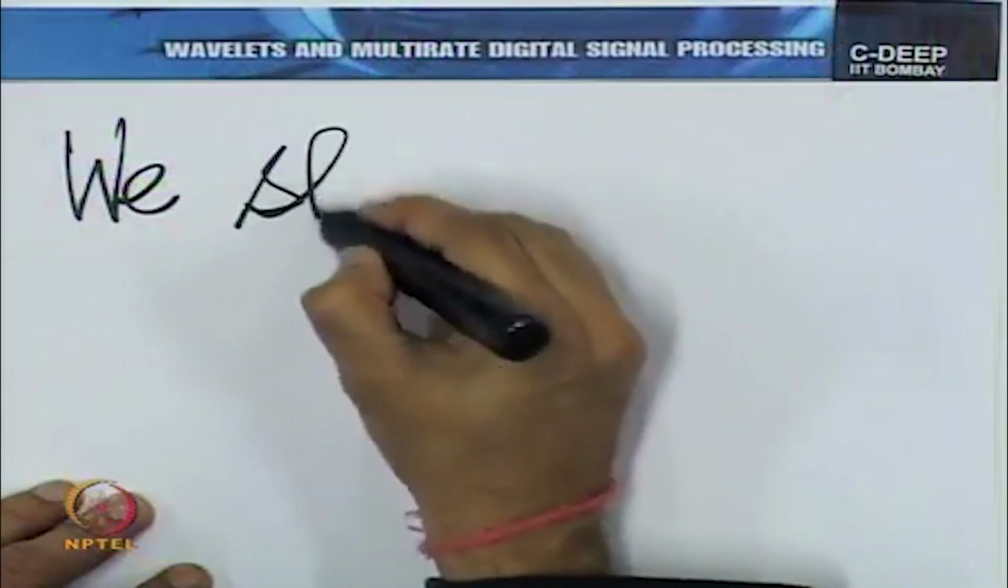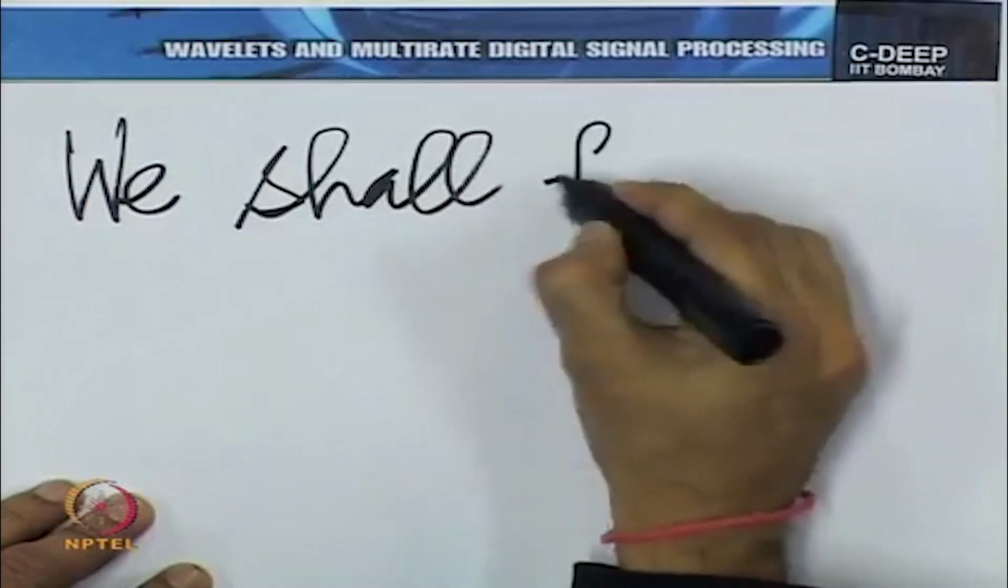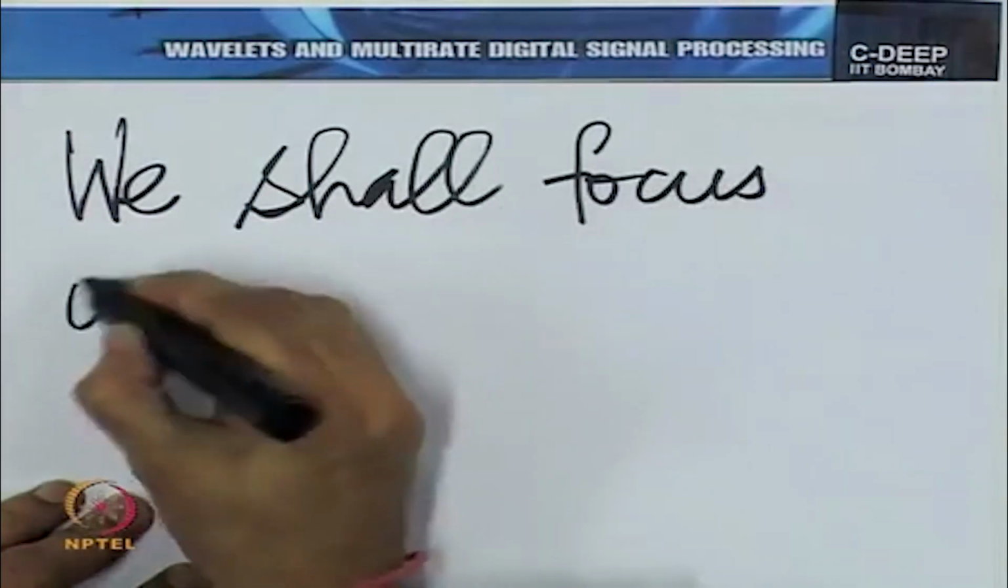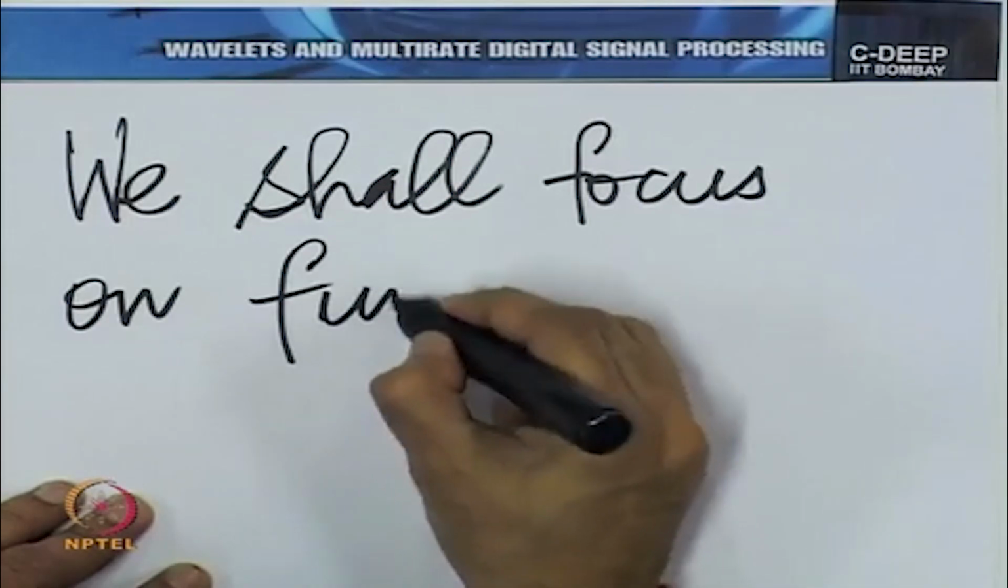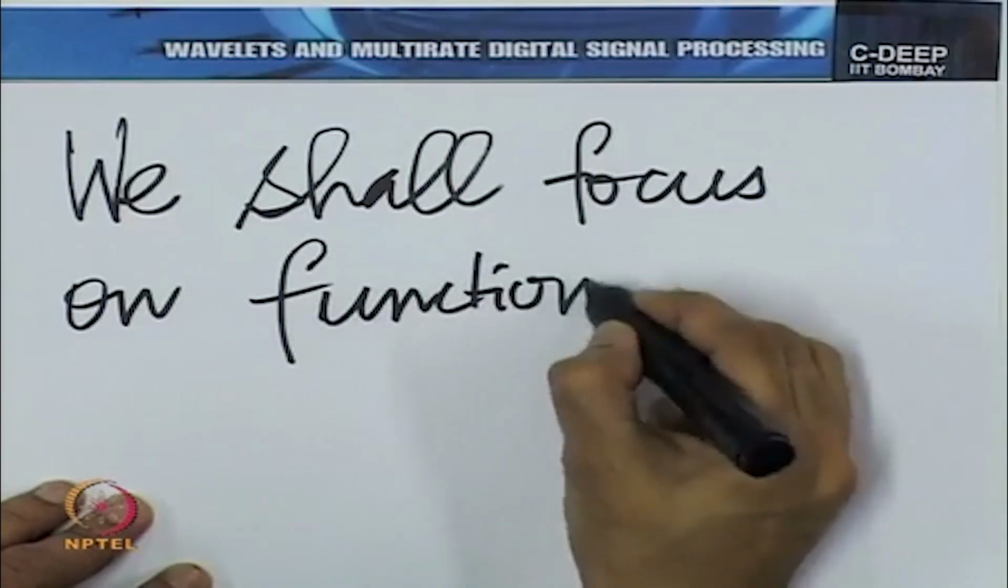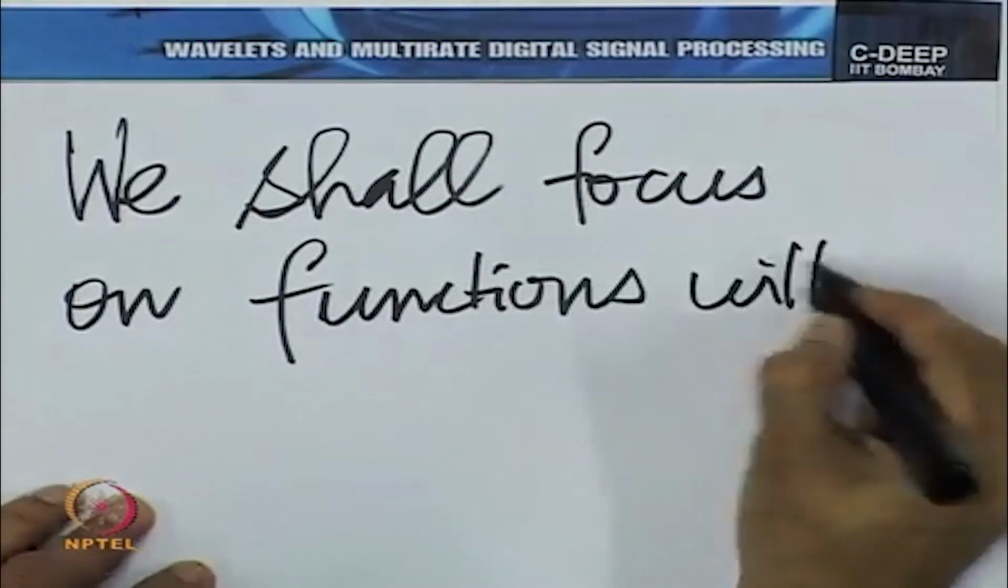All that we ask for, and that is not too unreasonable, is that the function has finite energy. So, let us at least put that down mathematically. What we are saying is, we shall focus on functions with finite energy.